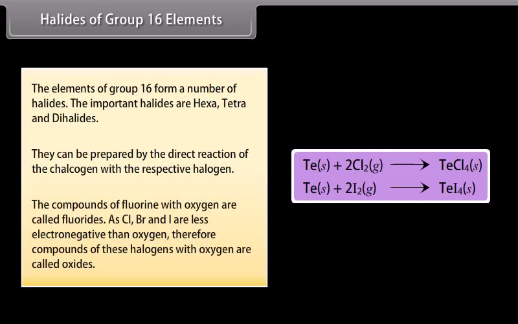The compounds of fluorine with oxygen are called fluorides. As chlorine, bromine and iodine are less electronegative than oxygen, therefore, compounds of these halogens with oxygen are called oxides.